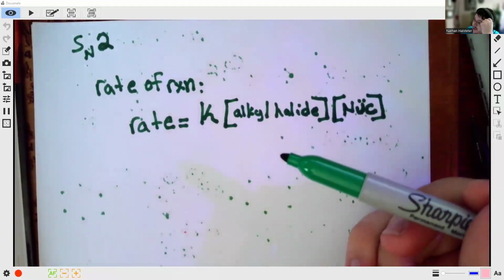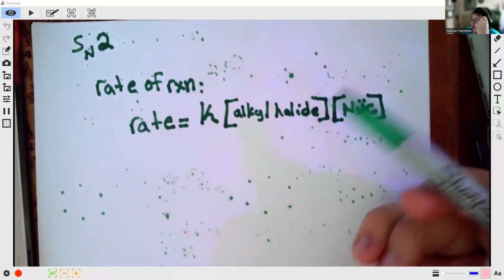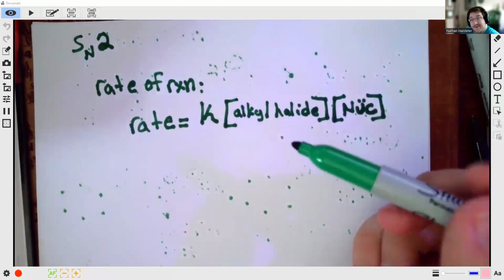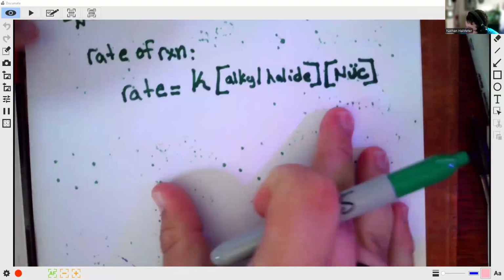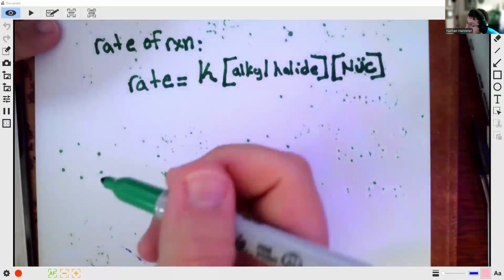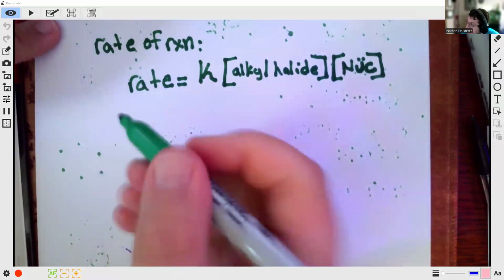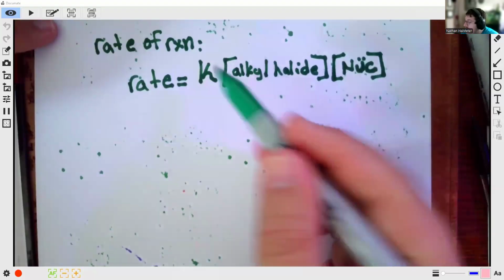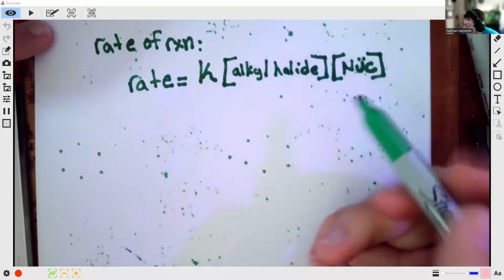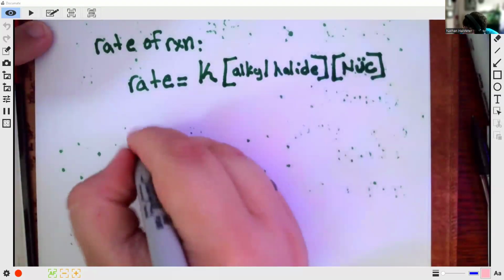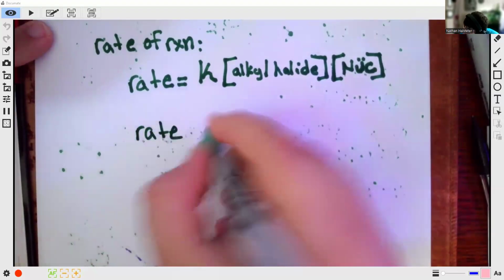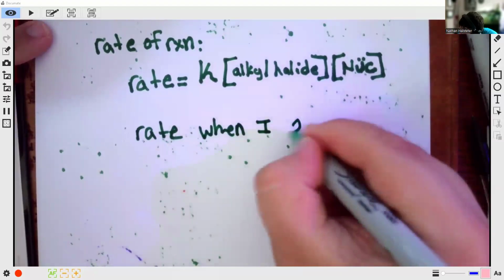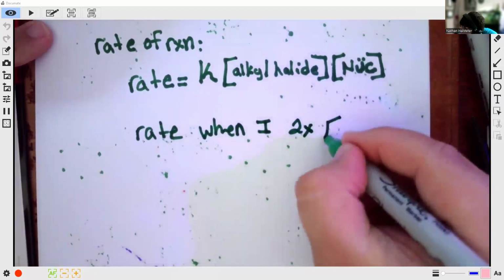Let's look at an energy diagram for this reaction. Or actually, let's do a few examples of how I can ask questions about this, because I will ask a question about this. If we're looking at an SN2 reaction, and the rate is equal to K times the concentration of alkyl halide times concentration of nucleophile, what will happen to the rate when I double the concentration of nucleophile?